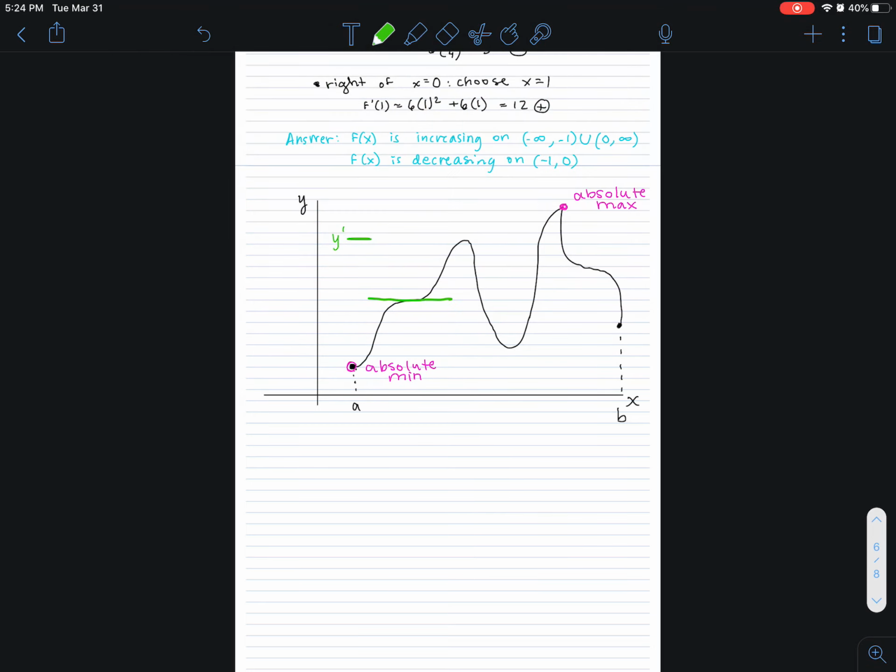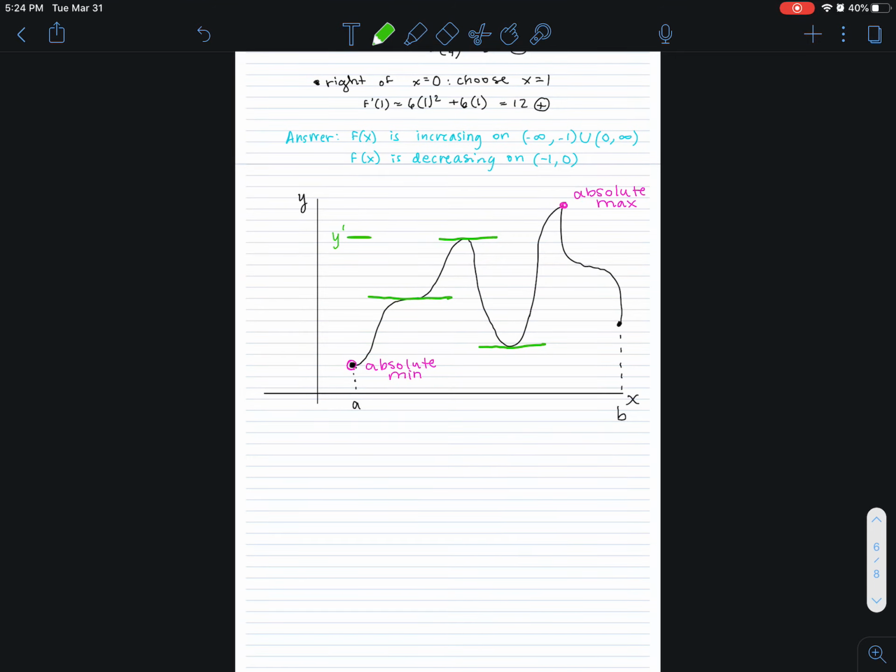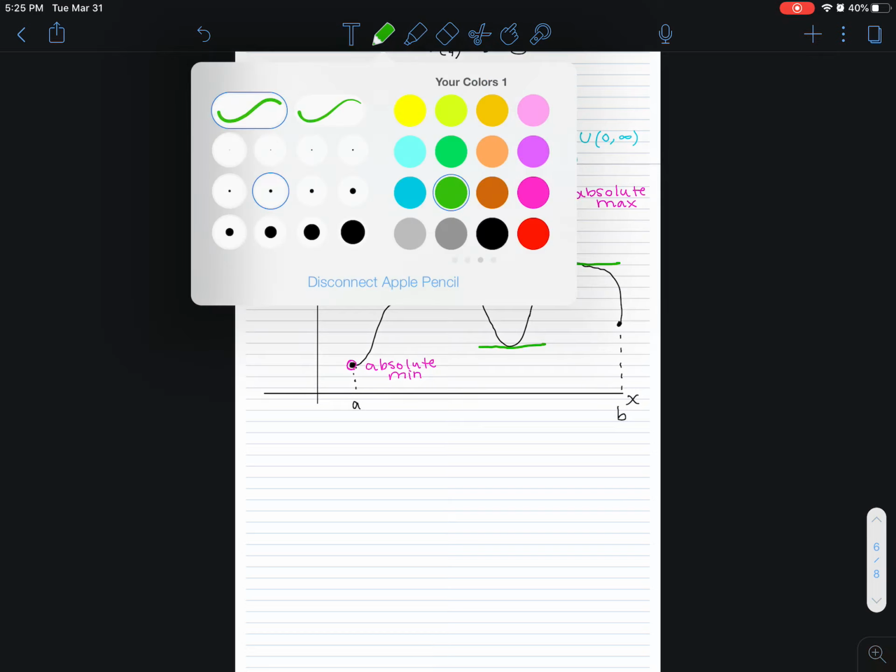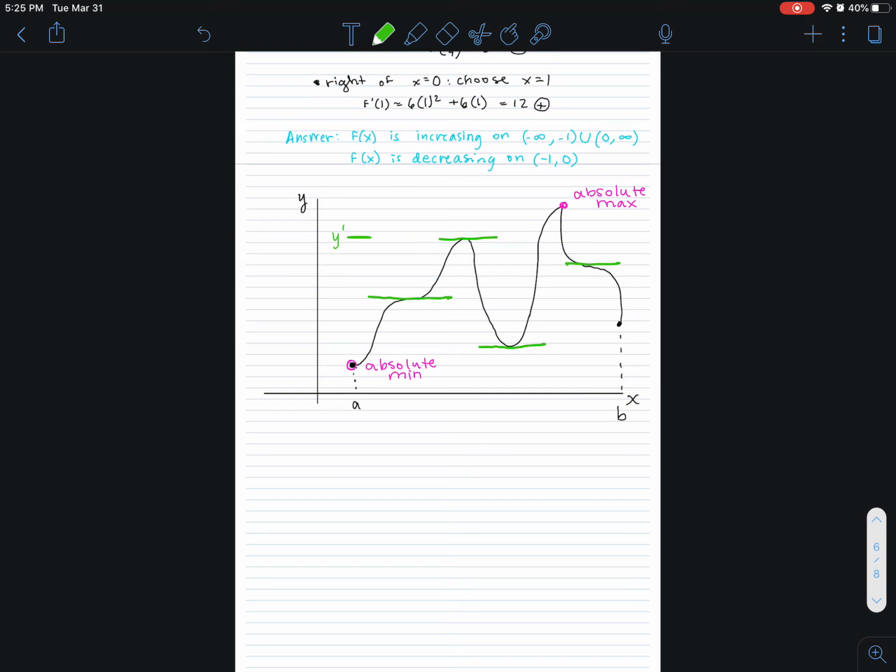Okay, so here's a point where our slope is instantaneously 0. Here's a point where our slope is instantaneously 0. Here, let me draw that a little bit better. There we go. Here's a point where our slope's instantaneously 0. And here's another point where our slope is instantaneously 0. All right. And then one more thing I want you guys to notice is that right here, we talked about where derivatives aren't defined, and derivatives aren't defined when we have like a point.